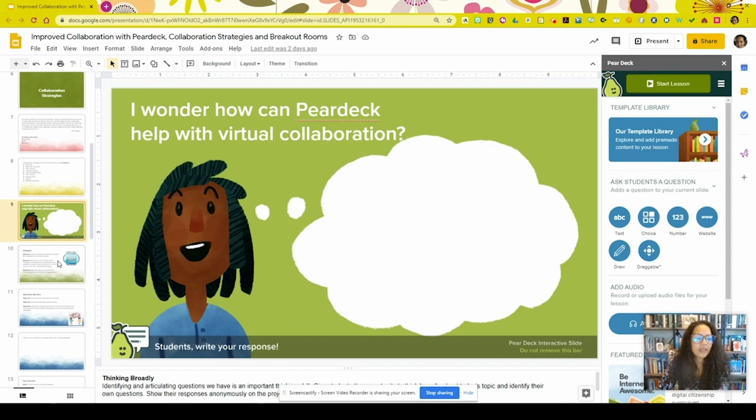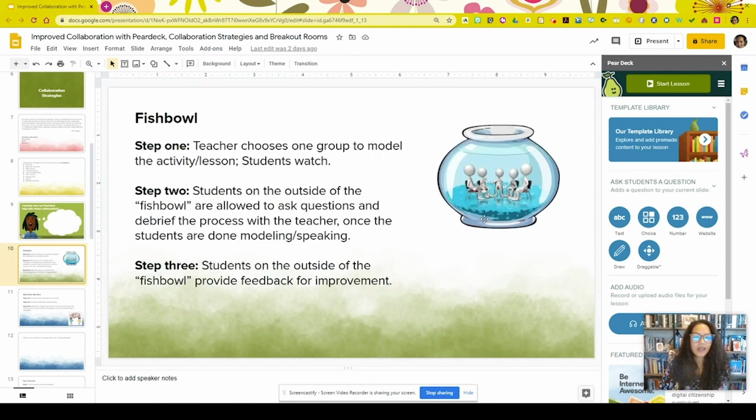Okay. So, first strategy, Fishbowl. As an English teacher myself, I have tried to use this one, particularly with my higher level students. But usually the fishbowl model, if you're new to this, is kind of like a metaphor, right?